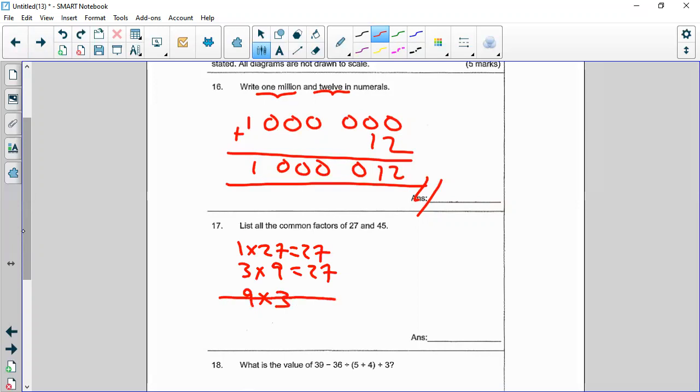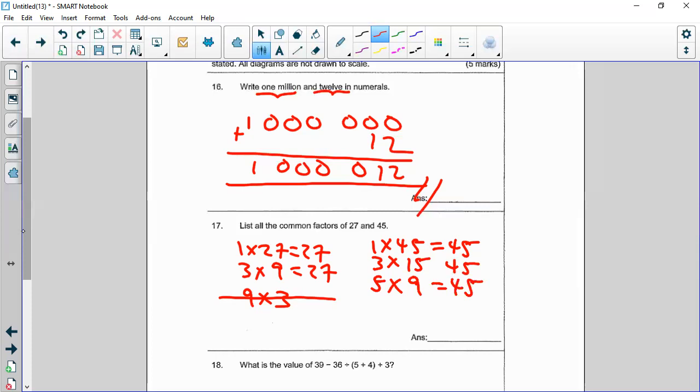Okay, how about 45? So 1 times 45 is 45, 2 cannot. Okay, by the way, how do you know whether 2 cannot? You take 45 divided by 2, that's a remainder, so cannot. Right? 3. Can 45 divide by 3? Yes. So you divide, there's no remainder. 4 cannot. 5 times 9 can. 6 cannot, 7 cannot, 8 cannot, 9 have already.